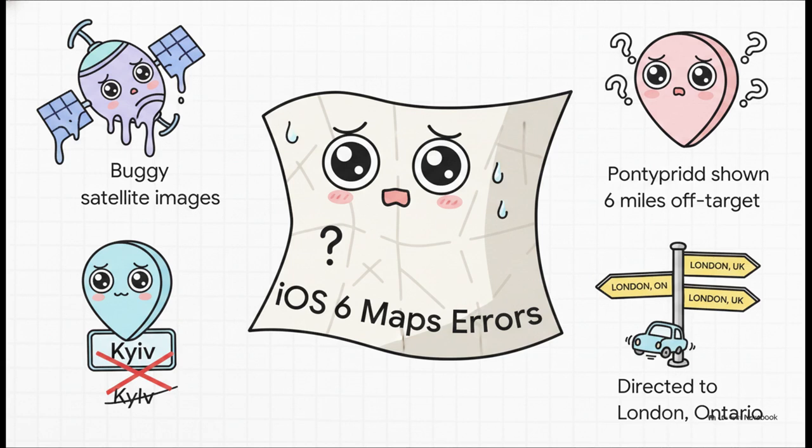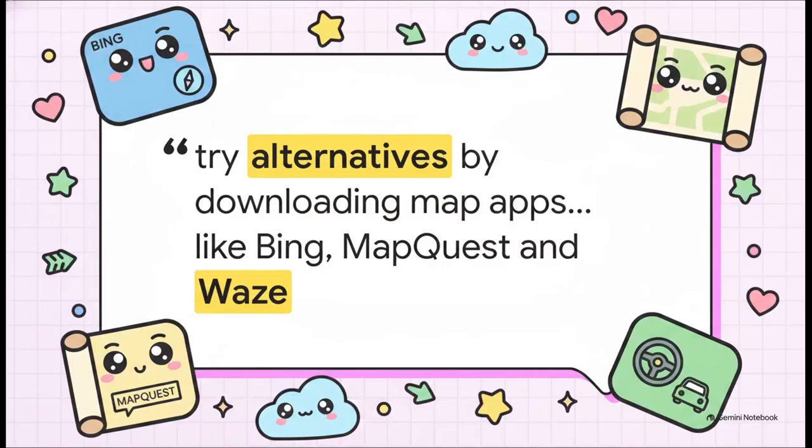And guys, the launch was an absolute disaster. The app was just riddled with highly publicized errors that made it an internet laughingstock almost overnight. There were buggy melting satellite images. The capital city of Ukraine, Kyiv, was misspelled as Kylv. The Welsh town of Pontypridd was shown 6 miles northeast of its actual location. And get this, if you searched for London, the app directed you to London, Ontario, Canada, instead of the capital of the United Kingdom. The public backlash was so fierce that just 9 days after the release, CEO Tim Cook had to publish a highly unusual public apology letter.